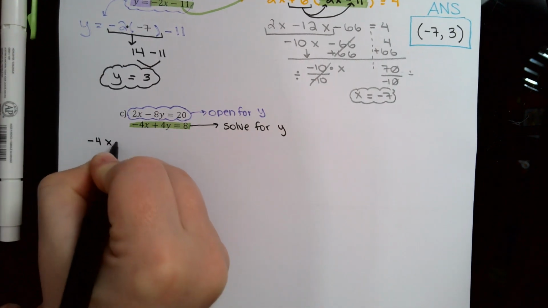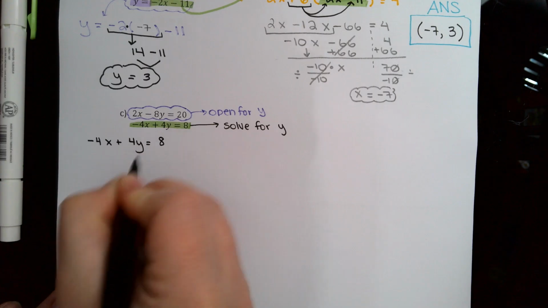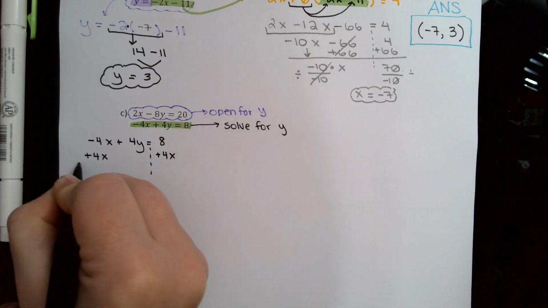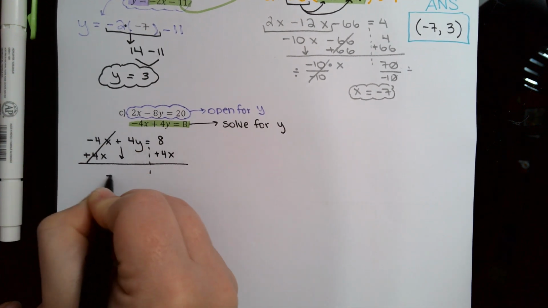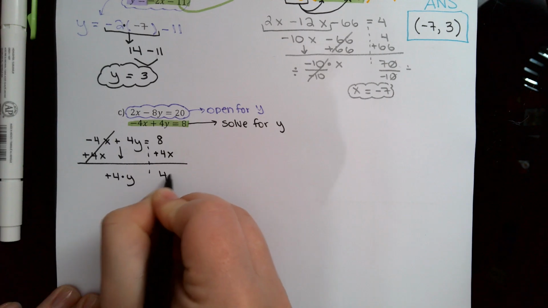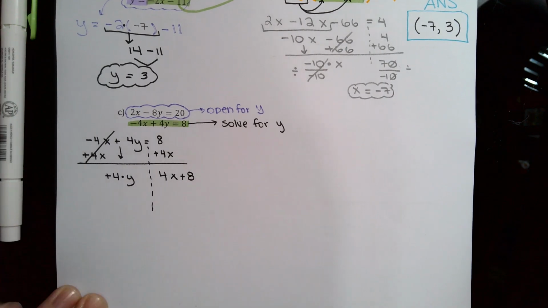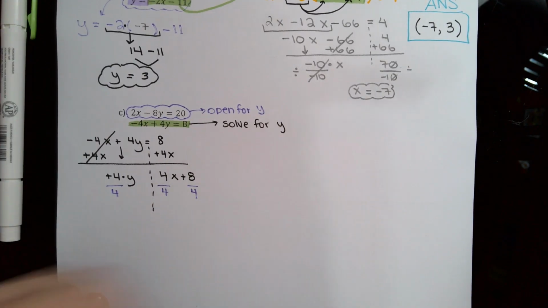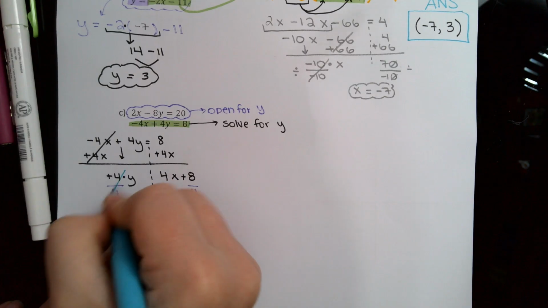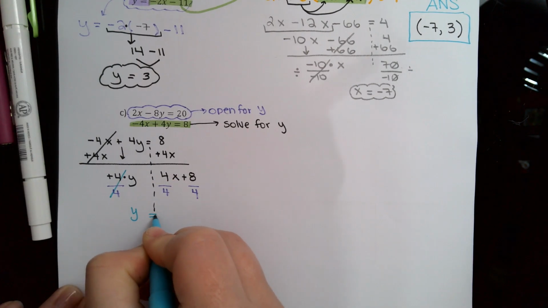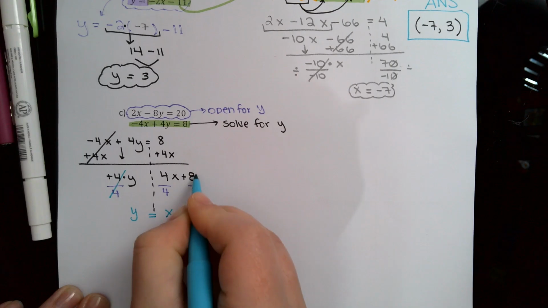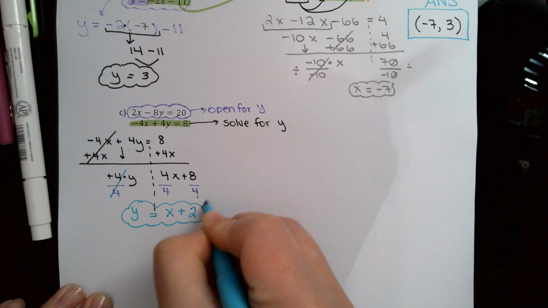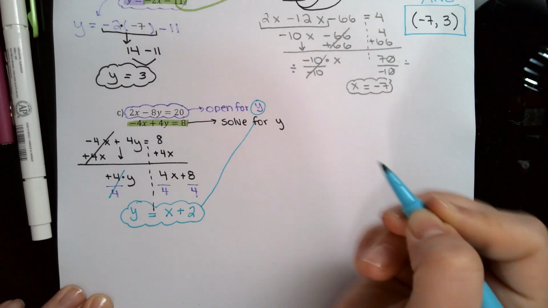Negative 4x plus 4y is equal to 8. We want y by itself, so I'm going to do a literal equation by literally moving things around. I'm going to bring down the positive 4 times y. Here I have 4x plus 8. It's a positive 8. Dividing by 4, every single thing. It's not just 1 divided by 4, it's all divided by 4. That means y is equal to 4 divided by 4 is 1x, 8 divided by 4 is 2. Put that in a thinking bubble because that is what we're going to be using for our y.